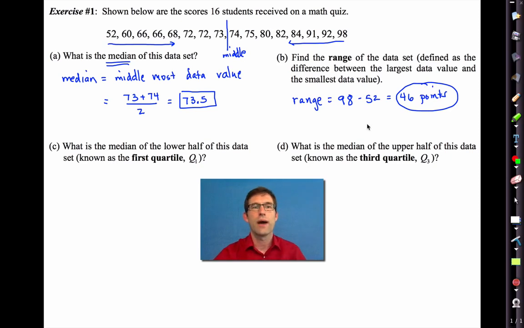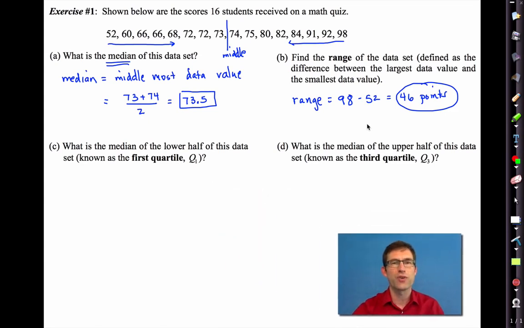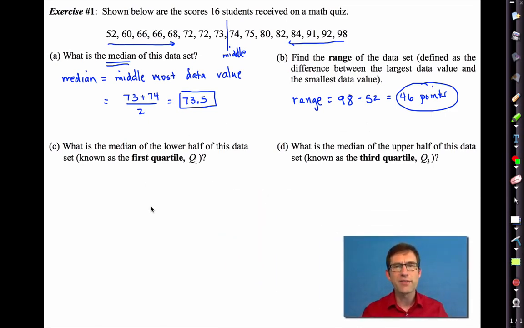Wow. Now, here we're going to start to talk about some terminology that you probably haven't heard of before, what are known as the quartiles. So letter C asks, what is the median of the lower half of this data set, known as the first quartile? What quartiles do is they literally chop the data set up into quarters. The first quartile, which is often symbolized with a Q and a little 1 down at the bottom, is given by taking a look at the lower half of the data set.